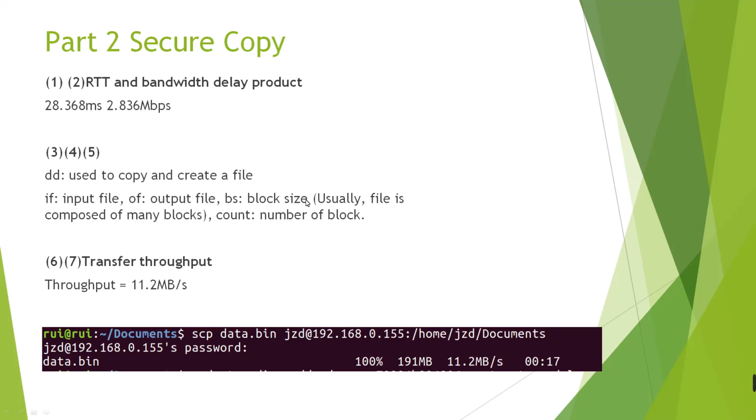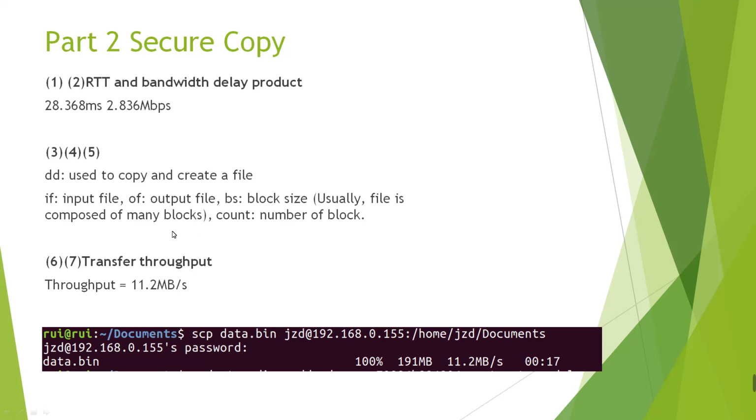Normally a file consists of several blocks, so a block size here is 1 million bytes, and the count is 20, so we have 20 blocks of this size. In total we generate a file from the program urandom, which is used to create random data, and output it to a file called data.bin, and the size of this file is 200 megabytes. After creating this file, we can use the SCP program to send our file from one terminal to the other.